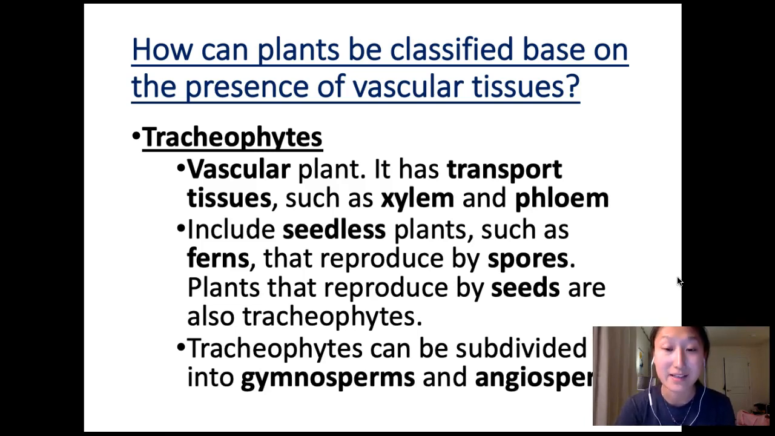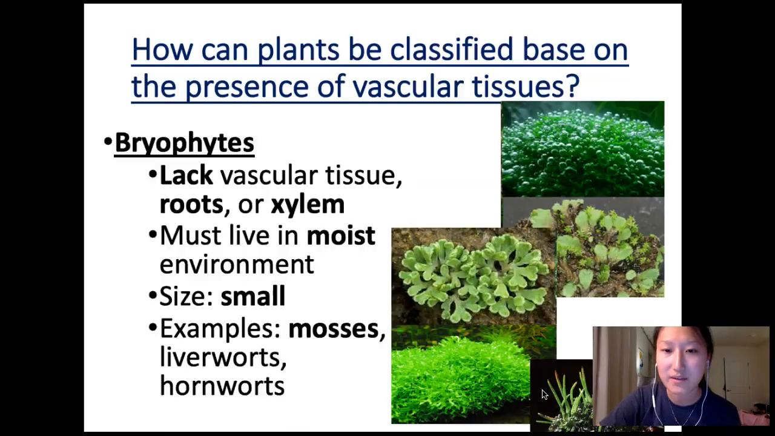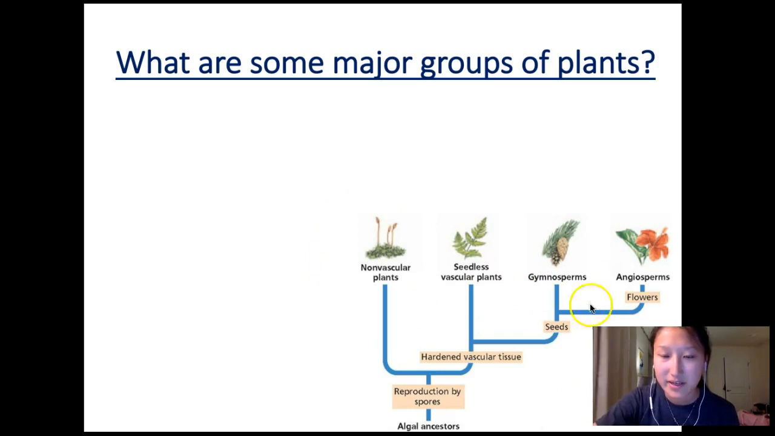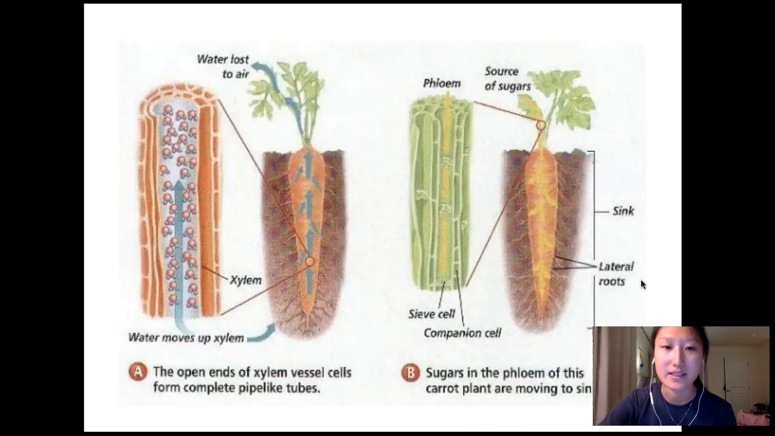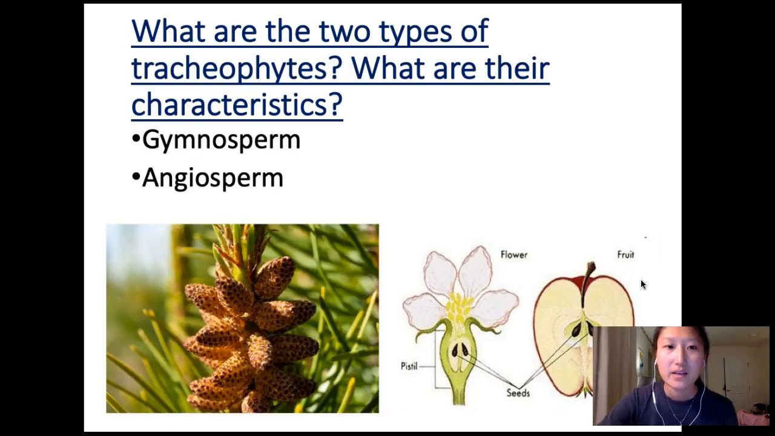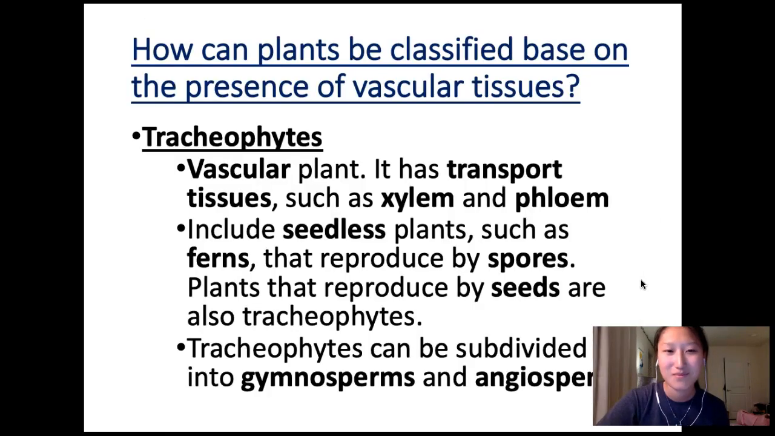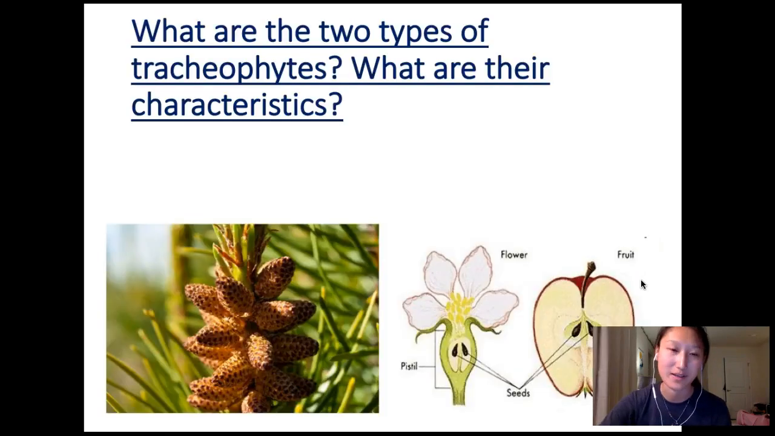They include seedless plants such as ferns. So those are the seedless vascular plants. They reproduce by spores. And then we also have plants that reproduce by seeds. Those are the gymnosperms and angiosperms. So if you remember this picture right here, you can tell the relationship between each one of them and some typical characteristics of each type of plant. So here are the 2 types of tracheophytes besides the seedless vascular plants. That's what I meant.